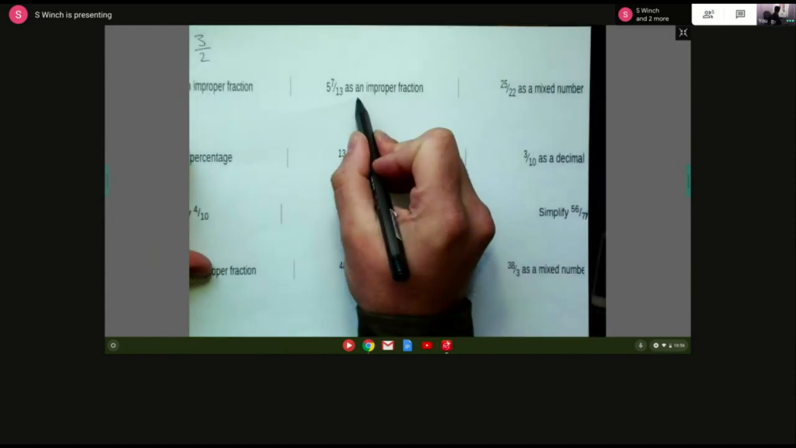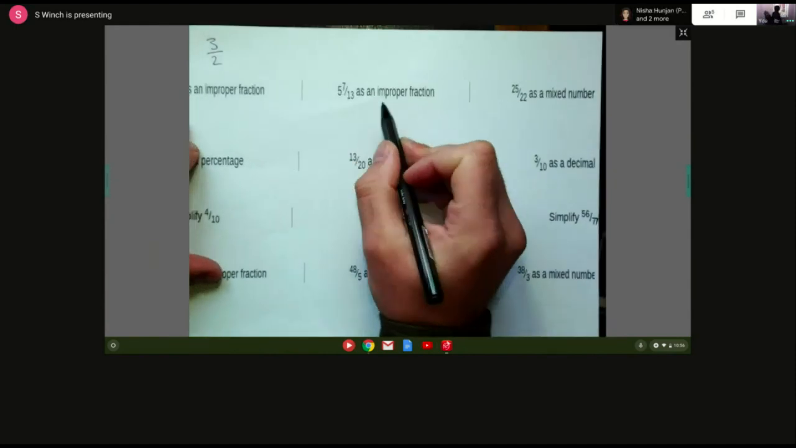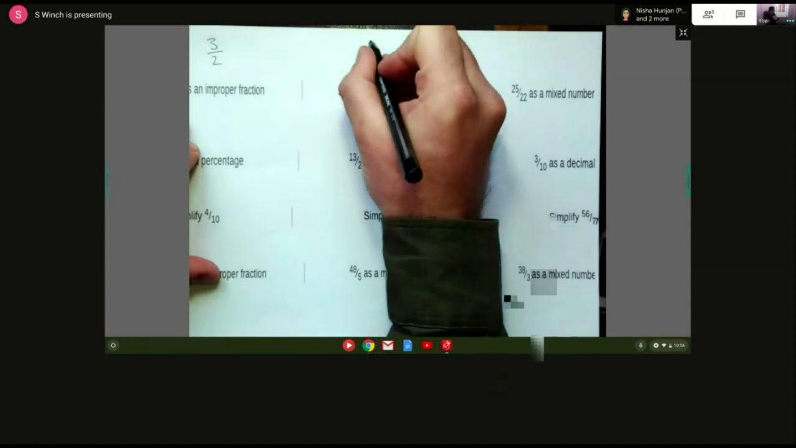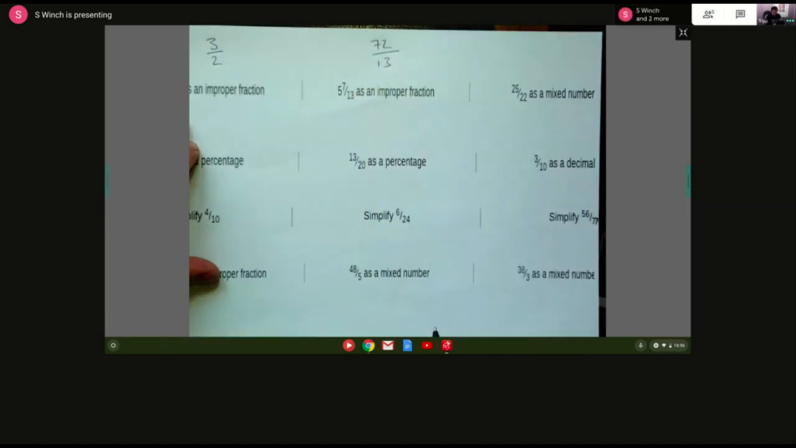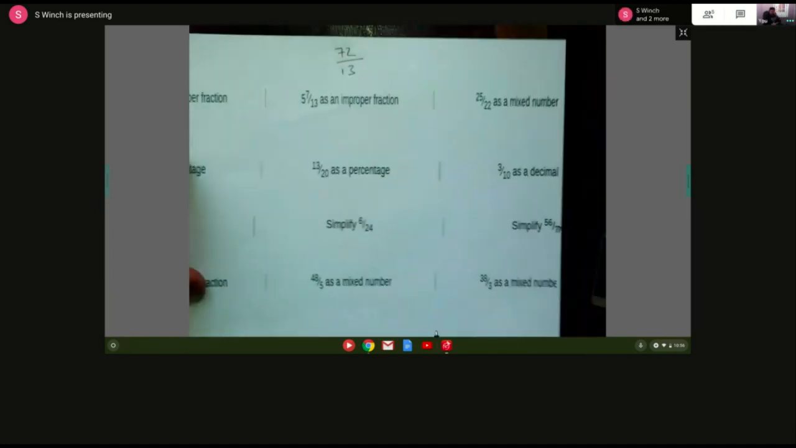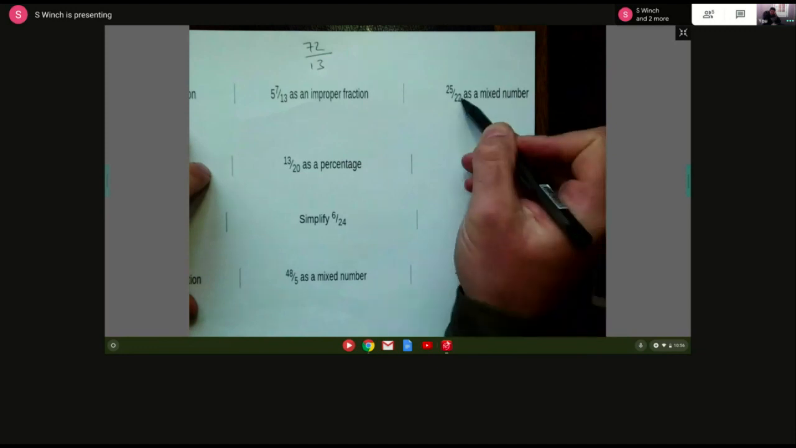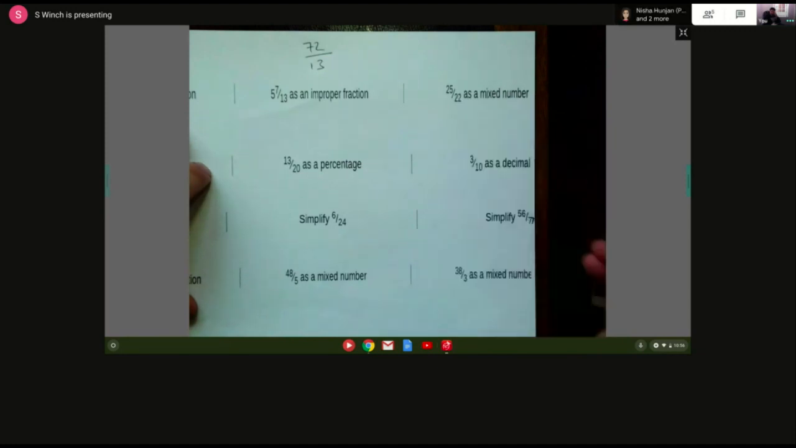Again, turn this to an improper fraction. 5 times 13 gives us 65. Add 7 gives us 72. And 72 over 13 is an improper fraction. To convert it into a mixed number, how many times does 22 go into 25? The answer is 1, with 3 remainder. And then your answer is 1 and 3 over 22. Okay, good. Improper fractions and mixed fractions.